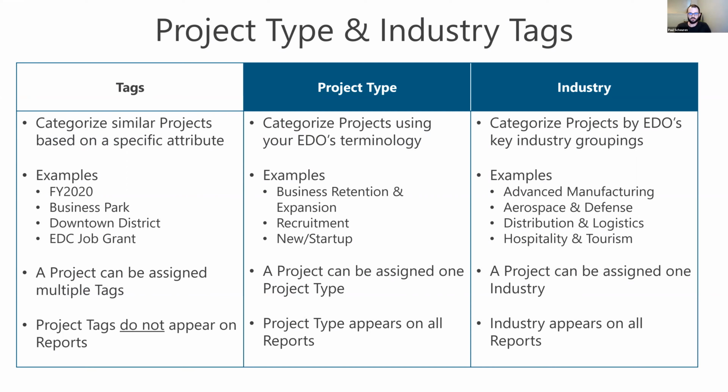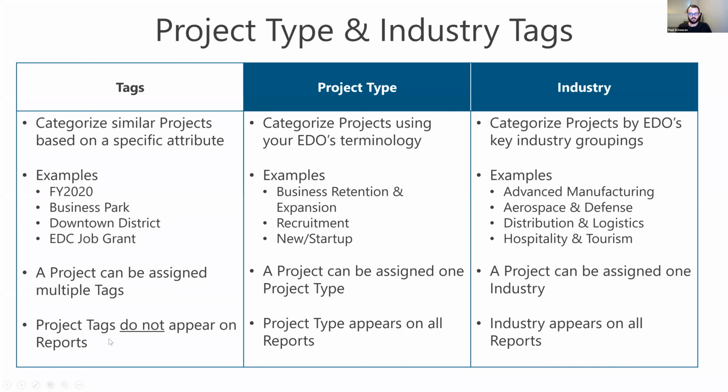Say you wanted to use fiscal year 2020, or maybe you wanted to identify a project as being located in the business park, or in the downtown district, or maybe it's based on a particular job grant incentive type. So you can use tags for anything. And as we see here, projects can be assigned multiple tags. So you could have a project that is fiscal year 2020 and located in the downtown district, so you might put two tags on one project.